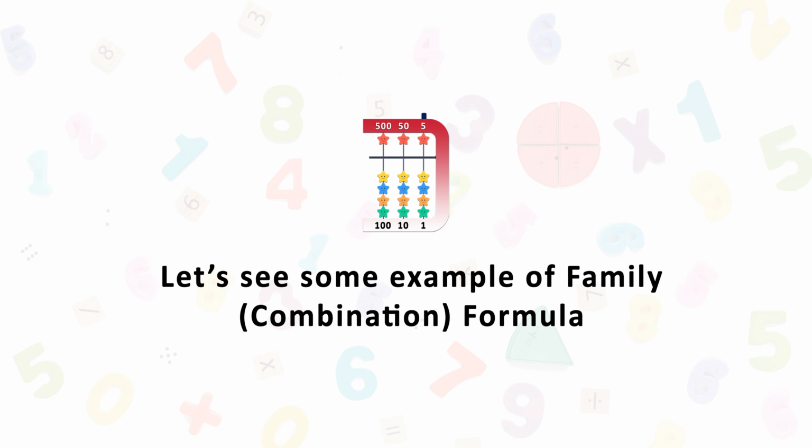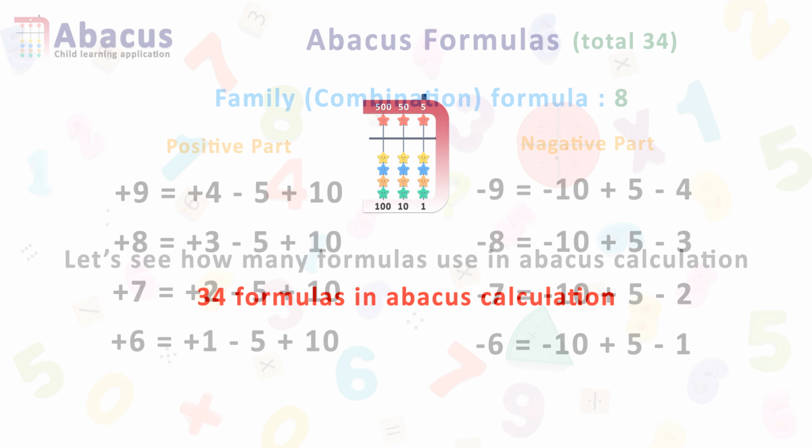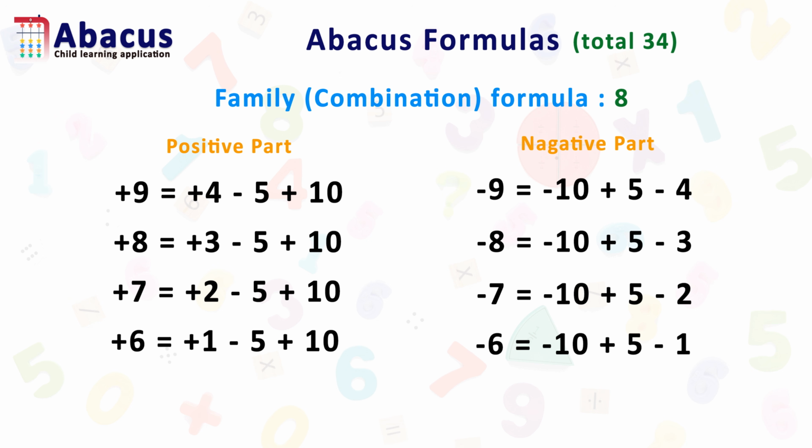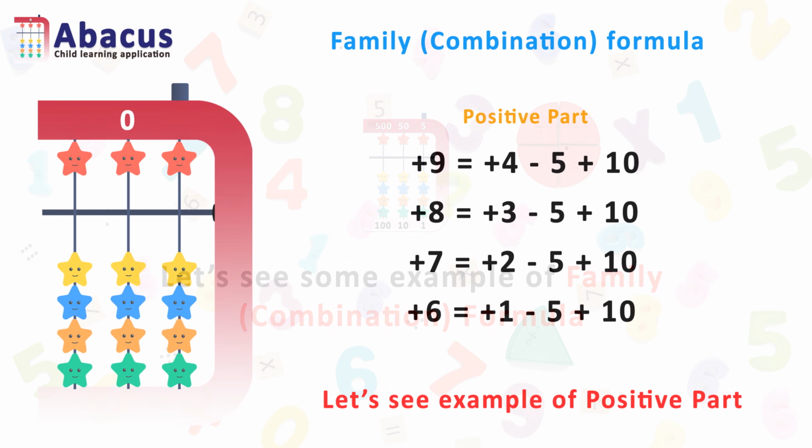Hello friends, in this video we see examples of family formulas. Previously we saw there are a total of 34 formulas in abacus calculation, and 8 family formulas, or we can also call them combination formulas. Here are all 8 family formulas for the positive part and 4 for the negative part. Let's see some examples of family formulas so we get a better idea. First we see the example of the positive part.